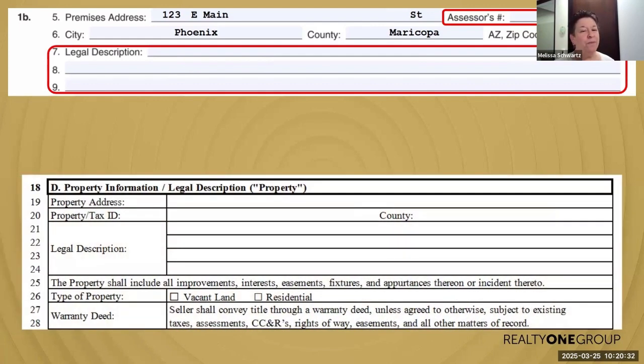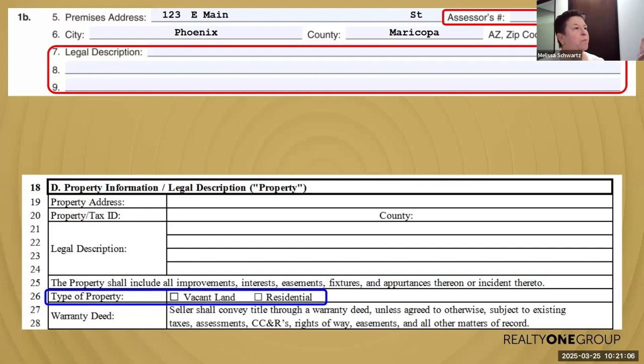Yeah. Property information, you can see the difference here because of the grid. Sometimes it's harder when it's just a single line to show that. I tried to indent the non-member version so that you kind of see it indented a little bit. But here it says property information, very similar legal description. They have property tax ID, folks. That's the assessor number if you did not figure that out, right? So it is there.